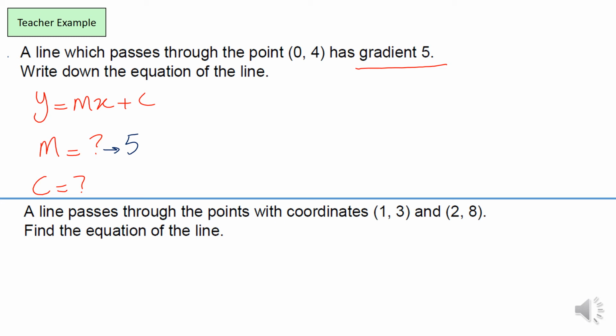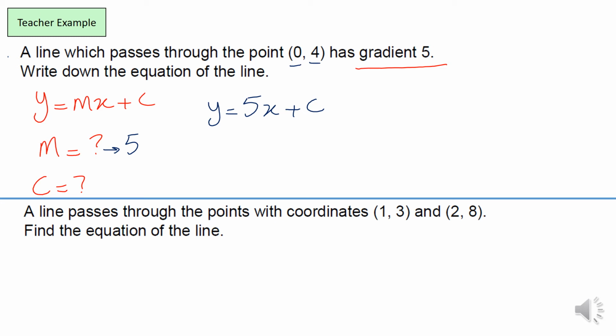Okay, so what I'm going to do, I'm going to write the equation using that gradient. So that's going to be y equals, instead of m, I'm going to put 5x plus c. I don't know what c is, but I can find it out. Have a look there. We have y and x given to us in the equation.